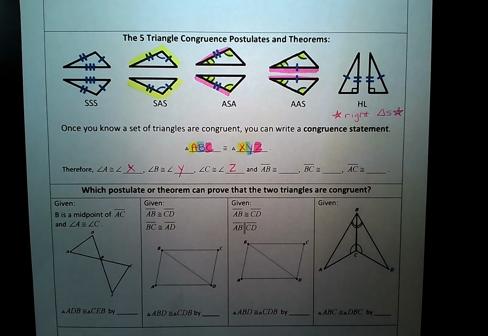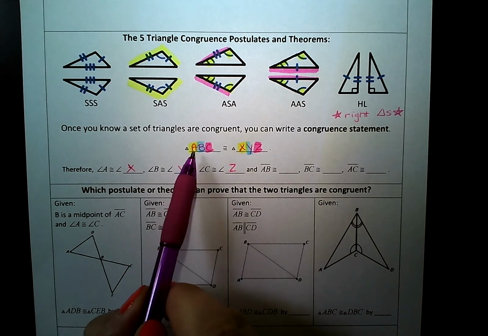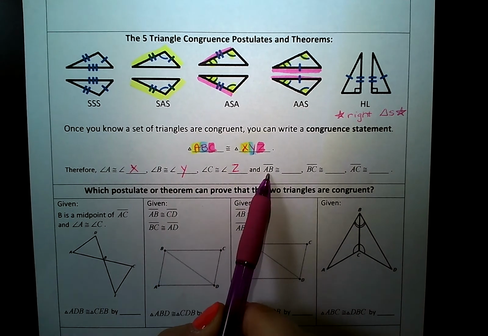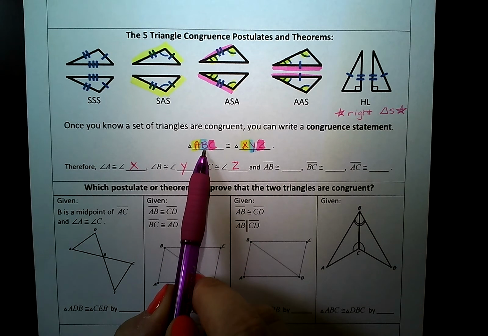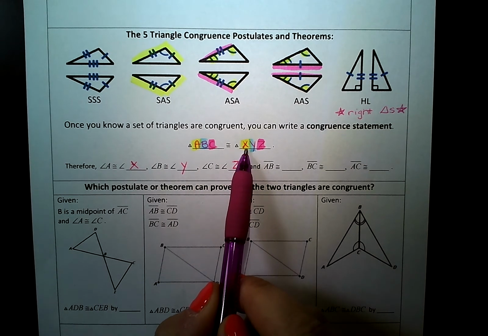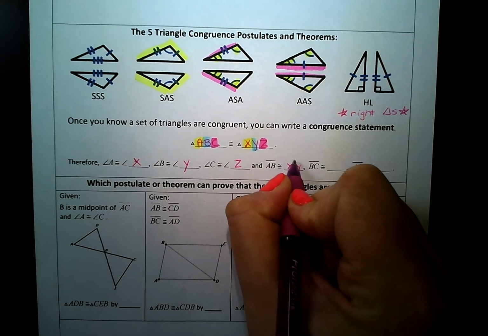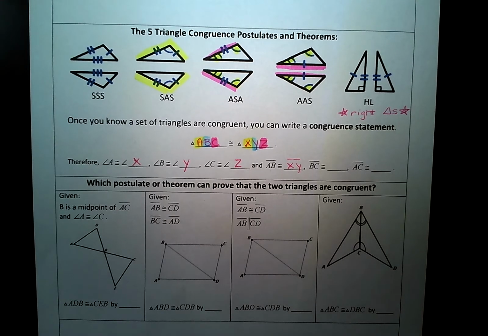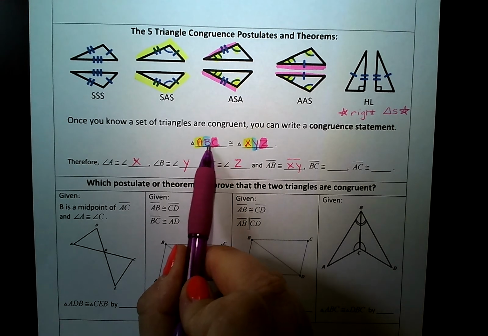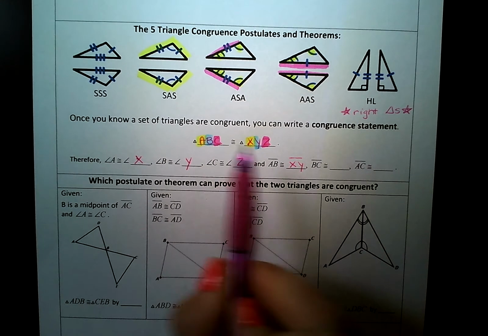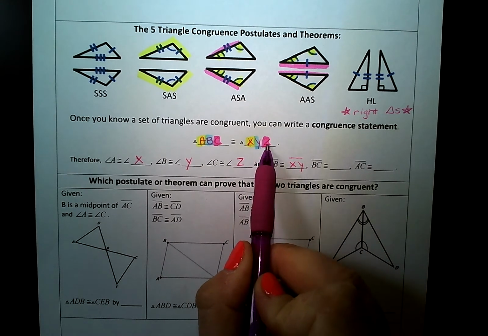We can do the same thing with sides. It's a little trickier. Here we've got side AB, which is in the first and second position, and that would be congruent to the side that's in the first and second position, which is XY. So side AB would be congruent to XY. Side BC, that's the second and third position, would match up with side YZ.